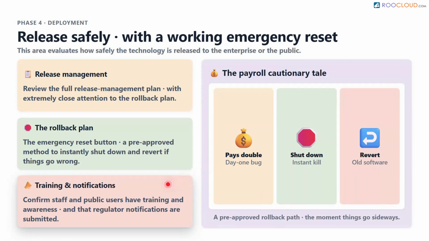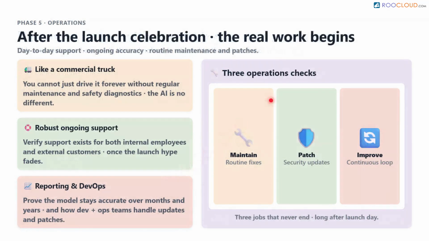During deployment, you also evaluate the rollout process itself. You confirm that internal staff and public users have received proper training and awareness materials. Lastly, you verify that any mandated notifications to industry regulators have been officially submitted. The fifth phase is operations.